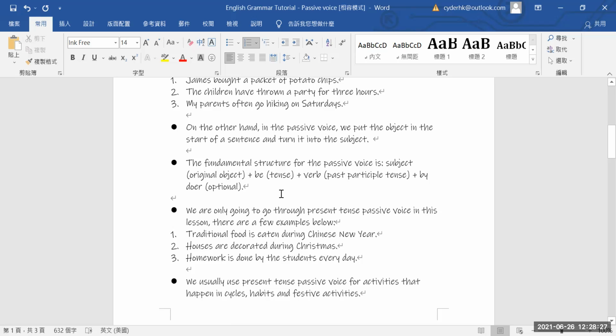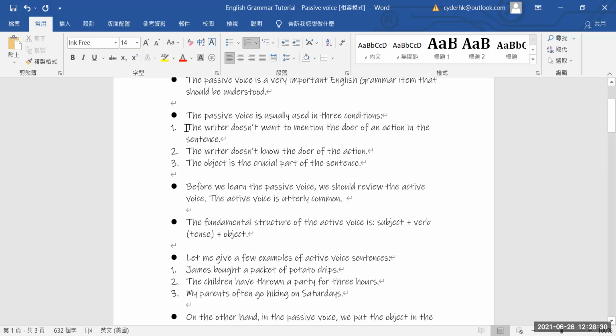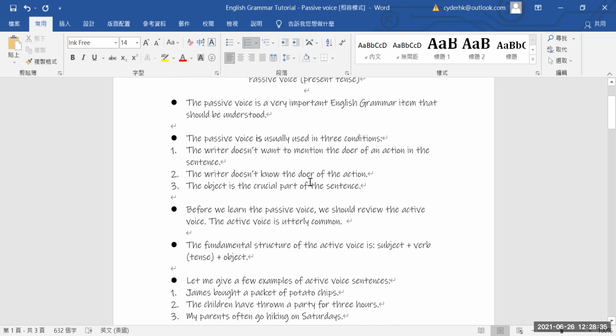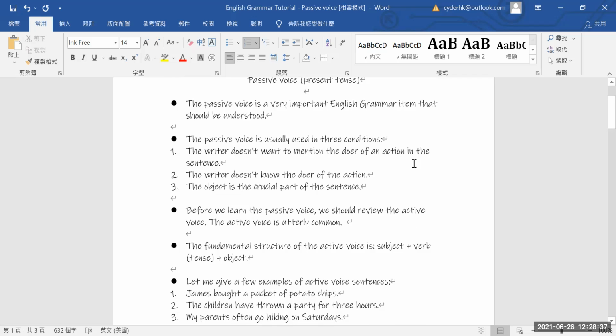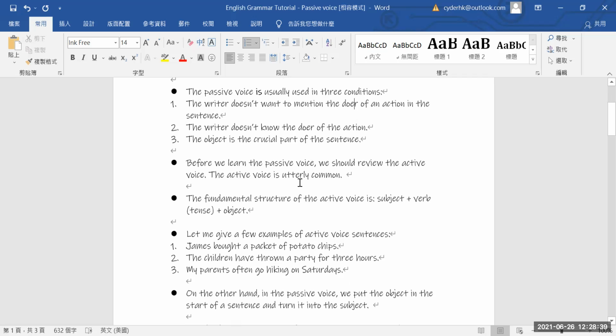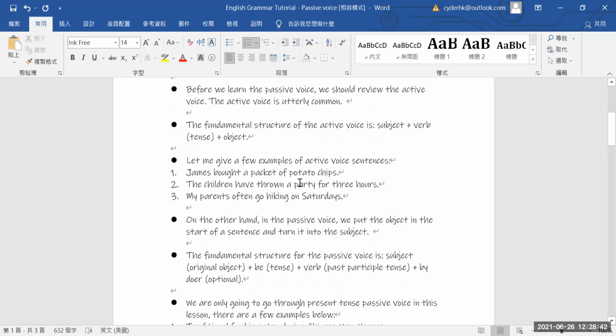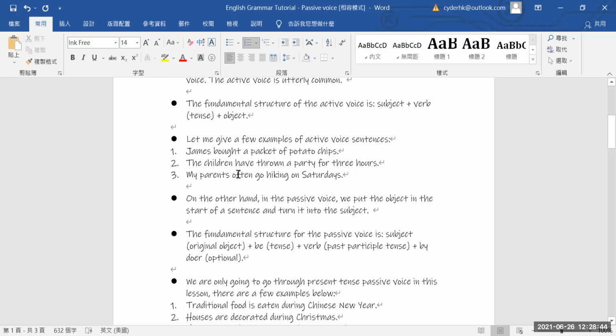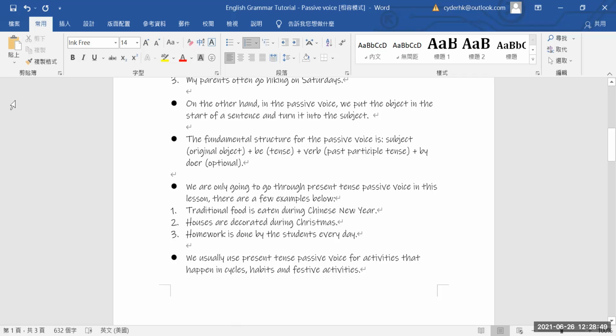But this is optional because when we use passive voice, the writer doesn't want to mention the doer of the action of the sentence, or the writer doesn't know the doer of the action. If we don't know the doer of the action, we don't need to add "by the doer", because we don't know it. So this is the fundamental structure. It sounds a little bit complicated and complex, but we will break it down later. We're going to go through present tense passive voice in this lesson. There are a few examples below. These are the examples of passive voice.